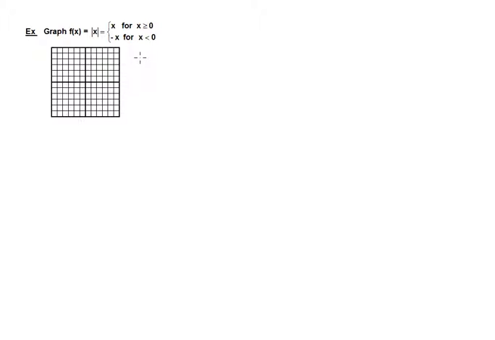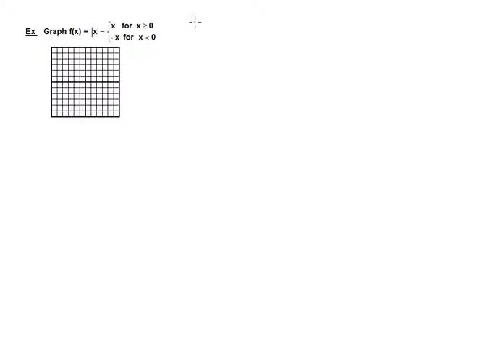In this example, we'll be graphing a piecewise function. In this case, the piecewise function is the absolute value of x, which is defined as being x for x greater than or equal to 0, and negative, or the opposite of x, for x less than 0. If it's helpful for you to write out this function as two separate equations, we can do that.